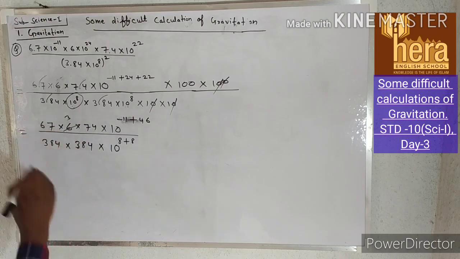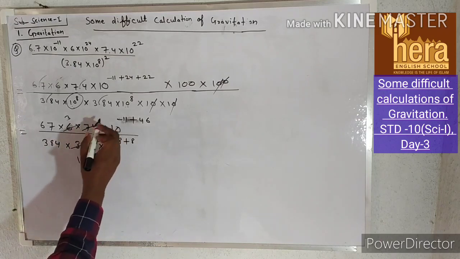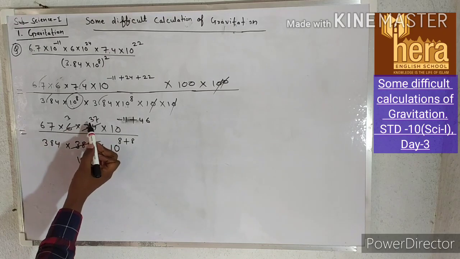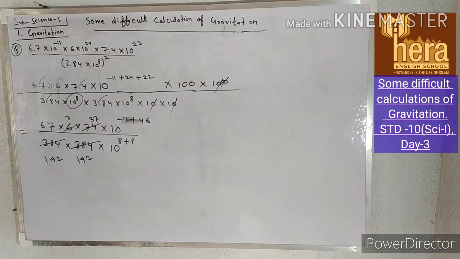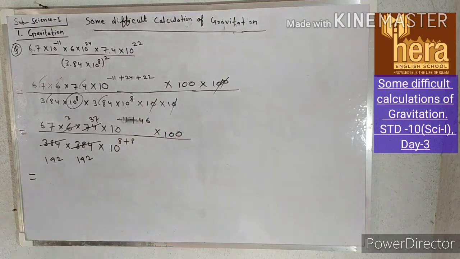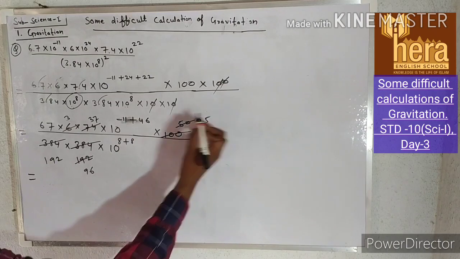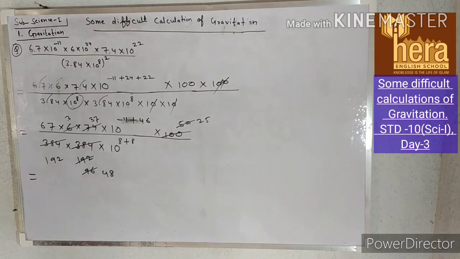3 sixes are 18... 2 fours are 8... 7 threes are 21... 384 into 384. This will be equal to, here is the 100, so write 100 here. Multiplying step by step, we get the partial products.